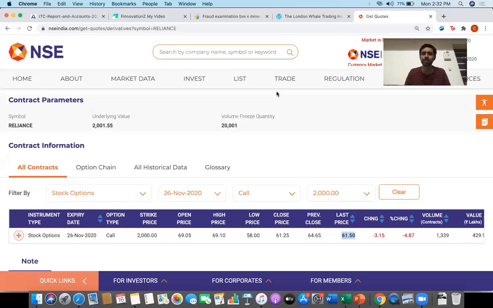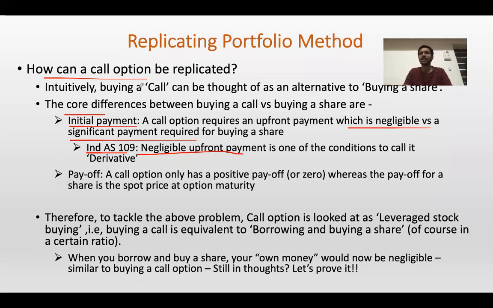To get an exposure to Reliance worth 2,000, I'm only paying 3% of it, which is 61.5, to benefit from it, right? So the initial payment is actually negligible. That is one difference between buying a call option and buying a stock.